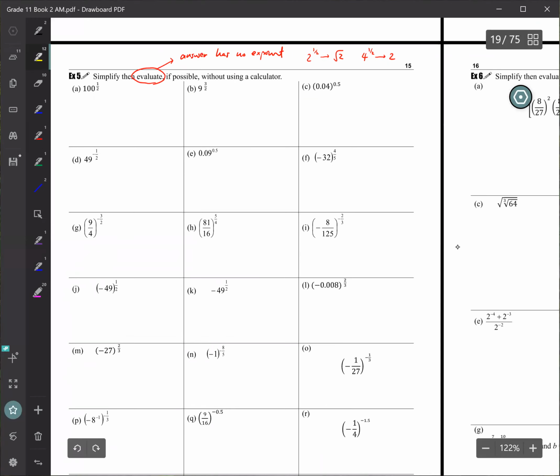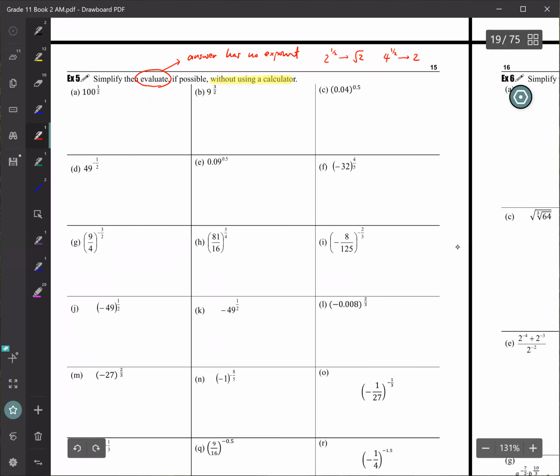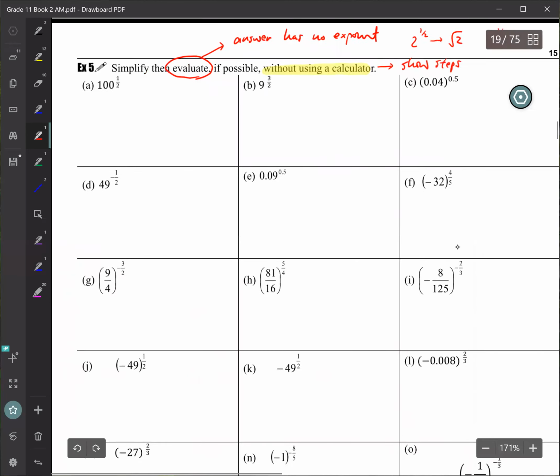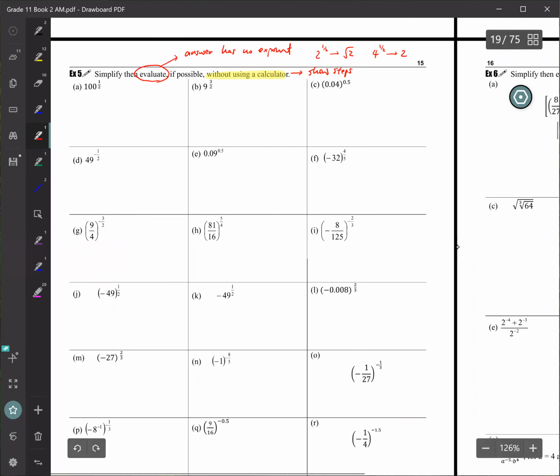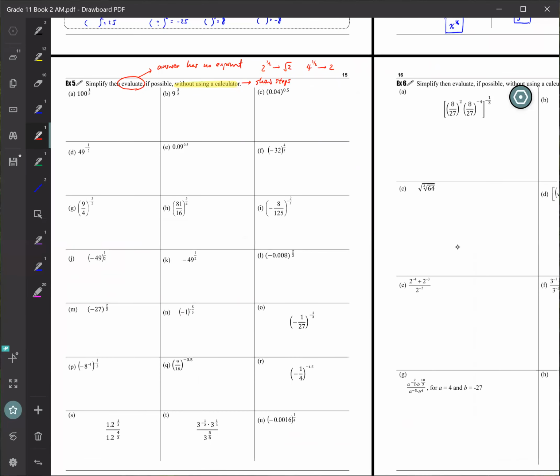Another thing is without using the calculator. How would I know whether you used a calculator or not? Then you need to show the work, show steps, so that I can tell that you are actually changing it and getting the answer without using a calculator. I will go through the left side, the first column, together with you, and then you can work on the other two.